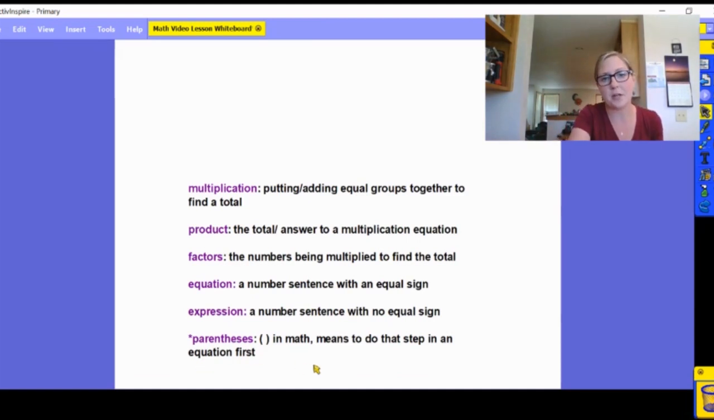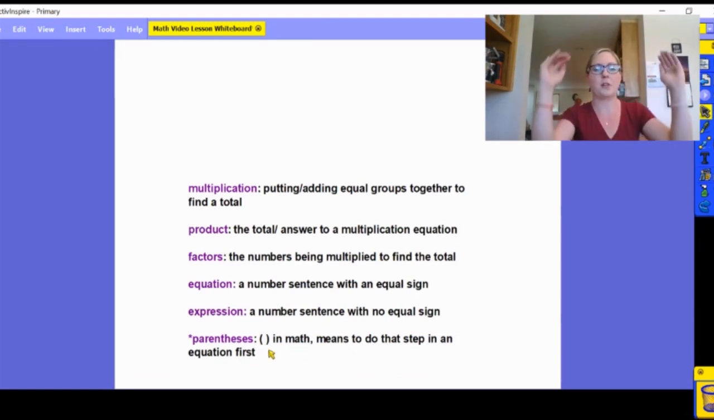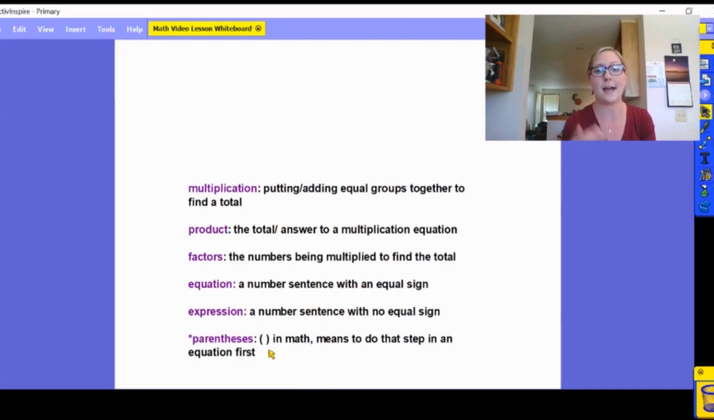Parentheses was a word we talked about in our last lesson, and that is just that symbol that are two curved lines and they kind of go around parts of an equation. And when you see parentheses in math, it means whatever part of the equation the parentheses are around, that is the step we do first. So just wanted to quickly go through those important words today so we remember what they mean as we're using them.